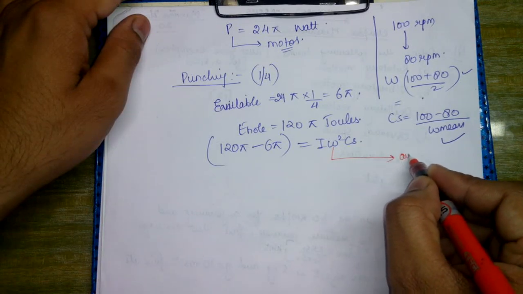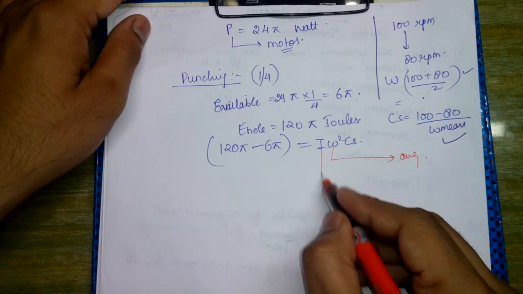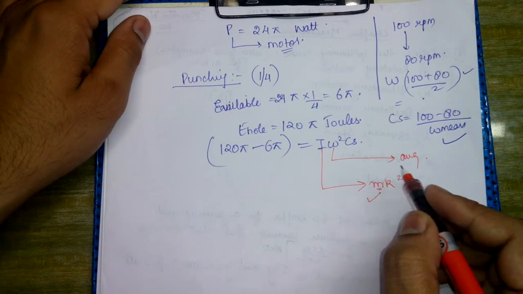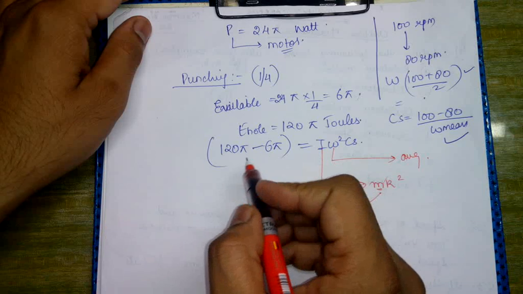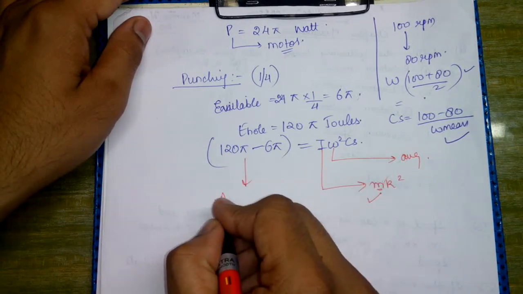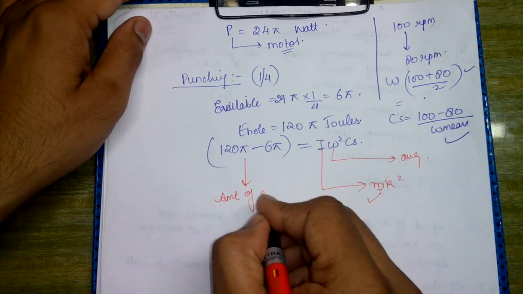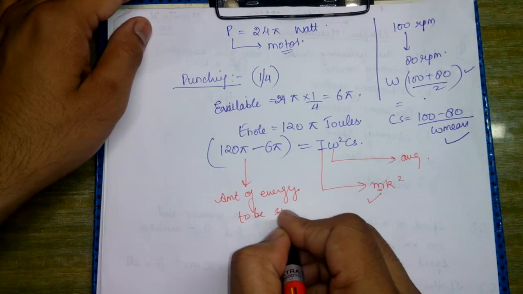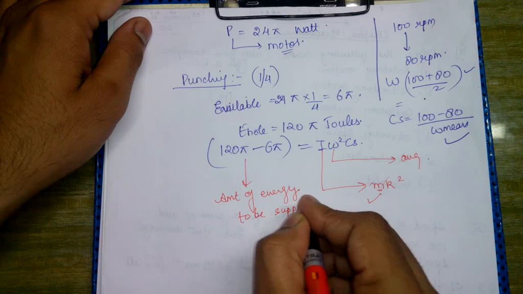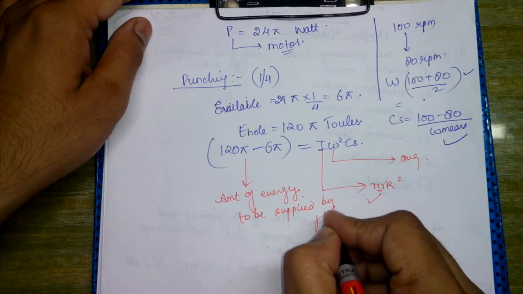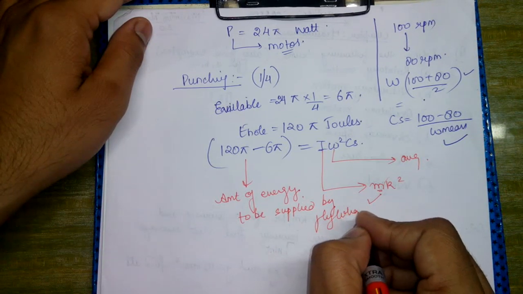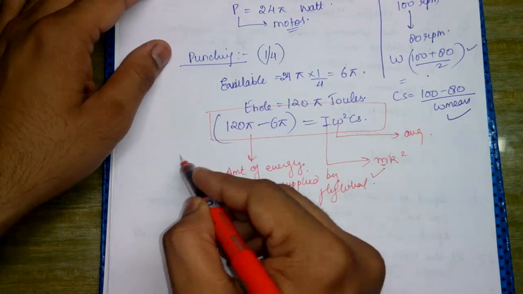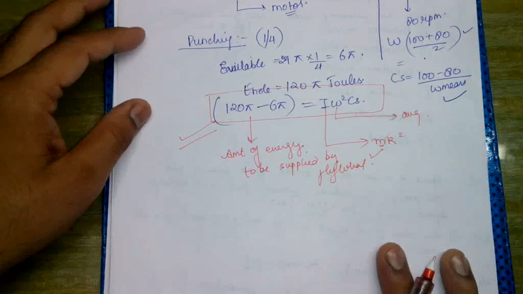The fluctuation of energy is 120 pi minus 6 pi, and this is equal to I omega square Cs, where omega should be the average value and I should be written as m k square. m has to be determined, k is given, and this corresponds to the amount of energy to be supplied by the flywheel. So by solving this we will get the answer.